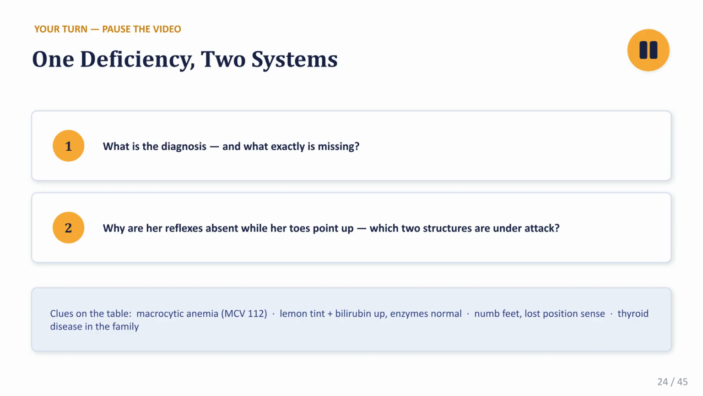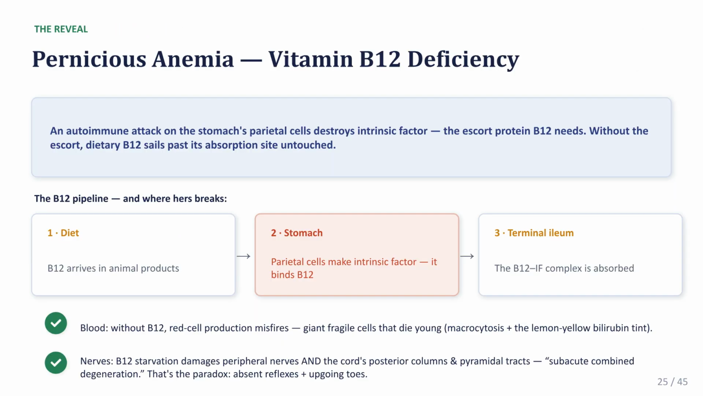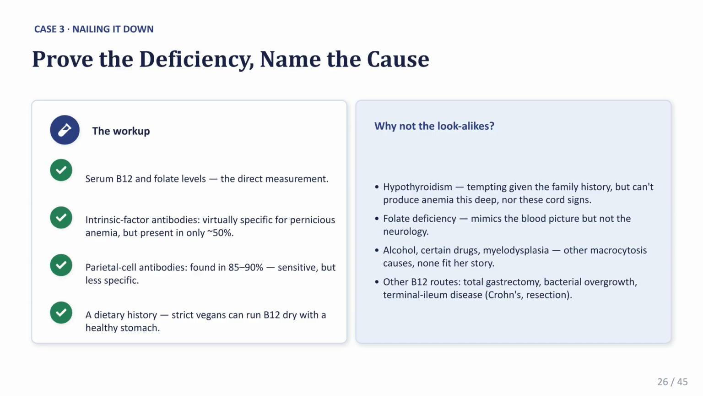What connects everything? The diagnosis is pernicious anemia, caused by a vitamin B12 deficiency. Her immune system has destroyed the stomach's ability to produce intrinsic factor, which is necessary for B12 absorption. This leads to both ineffective red cell production and severe damage to the peripheral nerves and spinal cord. We confirm the diagnosis through serum B12 levels and specific antibody tests.